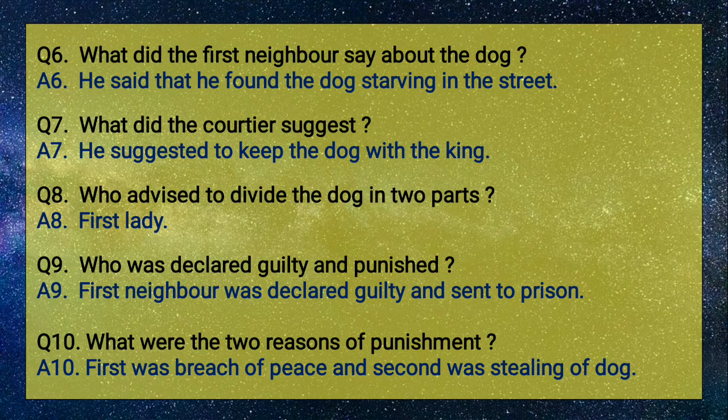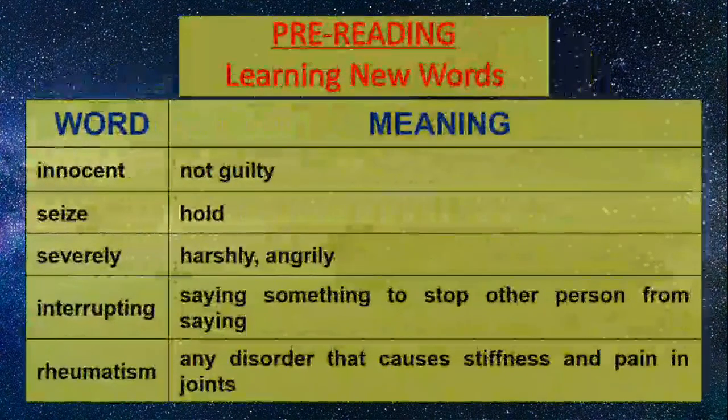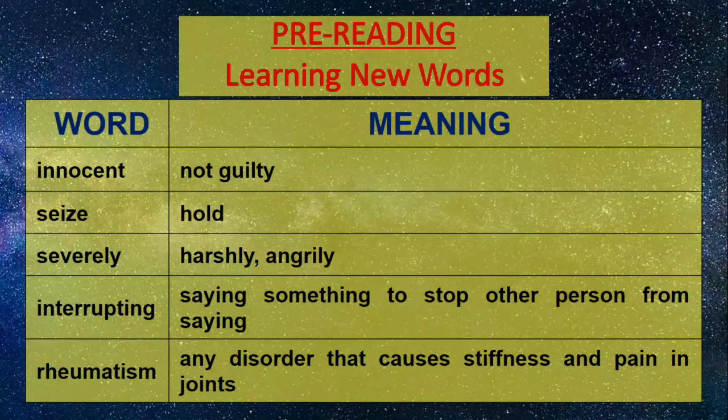Next, what were the two reasons of punishment? And the answer is, first was breach of peace and second was stealing of the dog. Dear students, these are the questions which are related with the recapitulation. Now, let's do pre-reading activities, and here we will do word meanings.